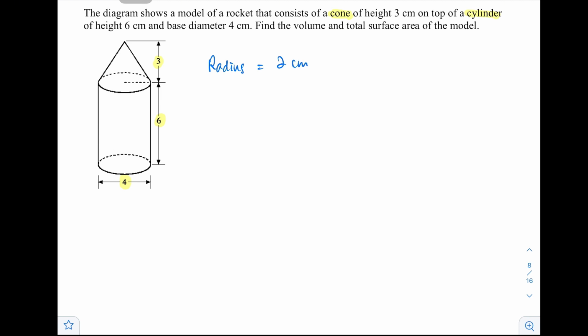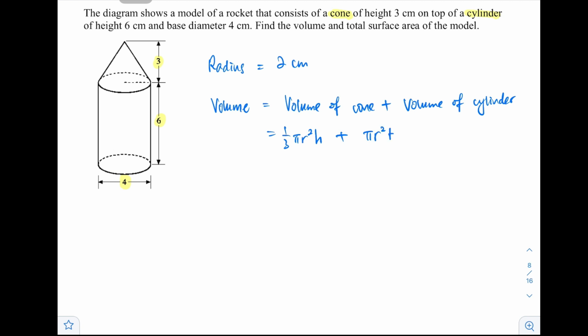So to find the volume of this entire solid, we need to add up two parts. First is the volume of the cone, and then we need to add it to the volume of the cylinder. If we recall, the volume of a cone is 1/3 pi r squared h, and the volume of a cylinder is pi r squared h. That's a different height, but in this case it's the same radius. So let's substitute what we know.